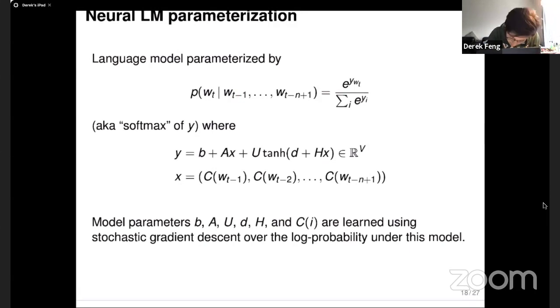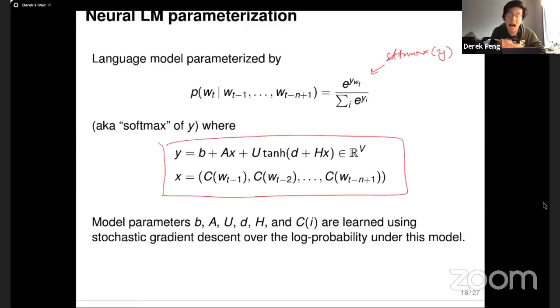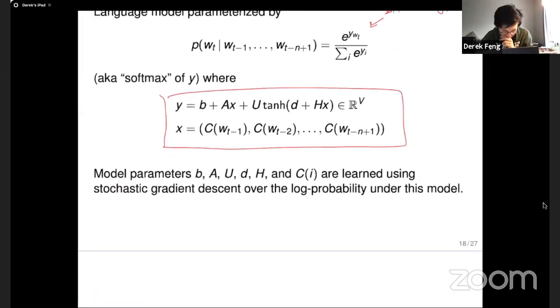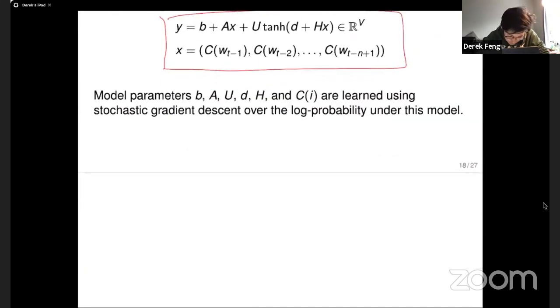This part is the same thing. I have softmax of my y to get this vector. This then gives me a distribution over my vocabulary such that I can then predict the likelihood of WT given the rest of the words. Now the difference comes in how I actually generate my y's. Okay, so this is going to be a little bit more annoying.